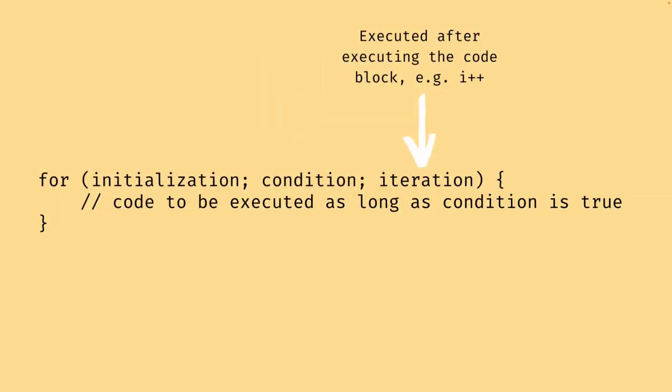The iteration section is executed at the end of each iteration, after the code inside the loop's block has been executed. This is typically used to update the loop's variable, for example to increment or decrement its value.